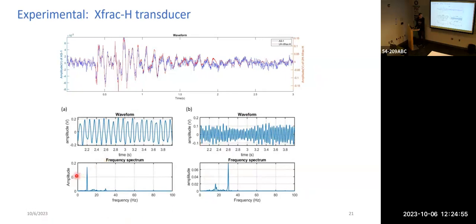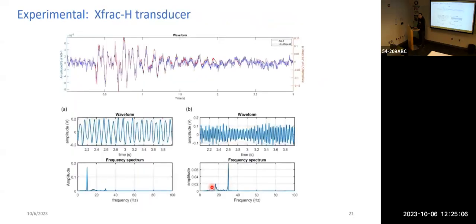This is the source working at 10 hertz, and this is the source working at 30 hertz. And here you can see that is the noise. What's the natural frequency of the membrane? Sorry, I forgot. I got the information from the provider, but I did it 3 years ago.